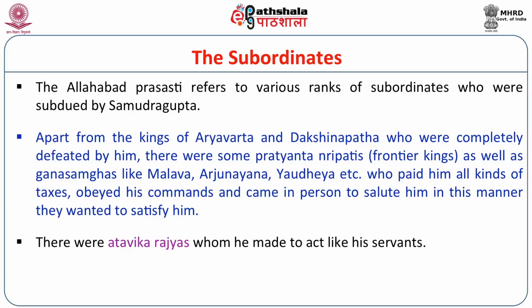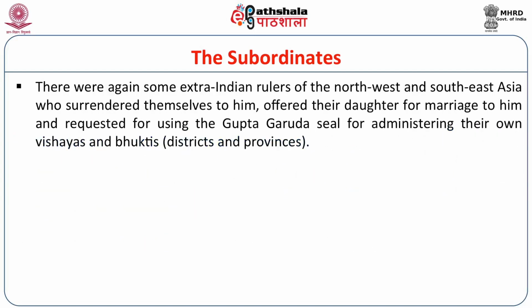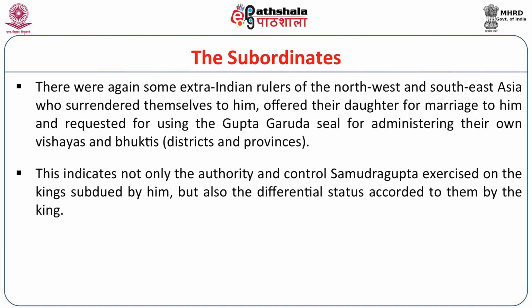There were Atavika Rajyas. The Atavika Rajyas refer to the forest kingdoms, most probably belonging to central India, whom he made to act like his servants. There were again some extra-Indian rulers of the northwest and southeast Asia who surrendered themselves to him, offered their daughters for marriage to him, and requested for using the Gupta Garuda seal for administering their own Vishayas and Bhuktis. The Vishayas and Bhuktis refer to the districts and provinces, the divisions of the Gupta Empire. This indicates not only the authority and control Samudragupta exercised on the kings subdued by him, but also the differential status accorded to all the subordinates by the king.